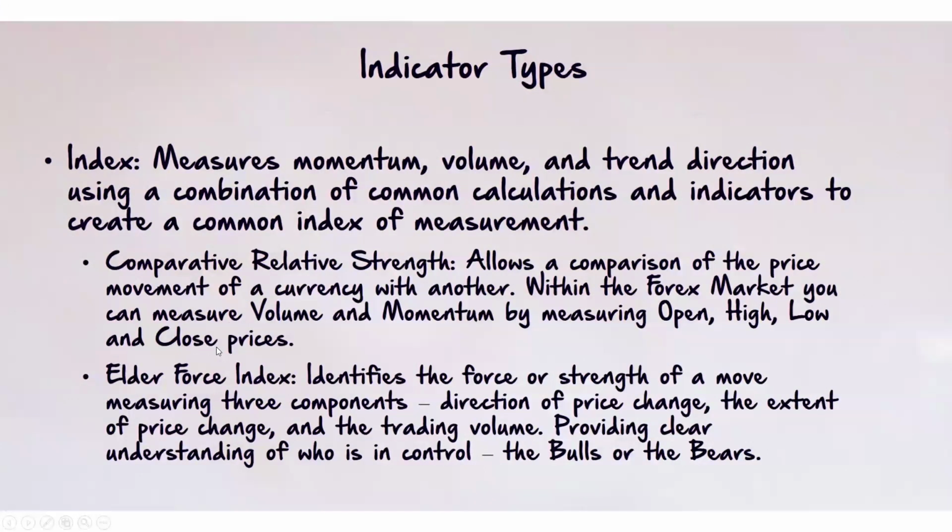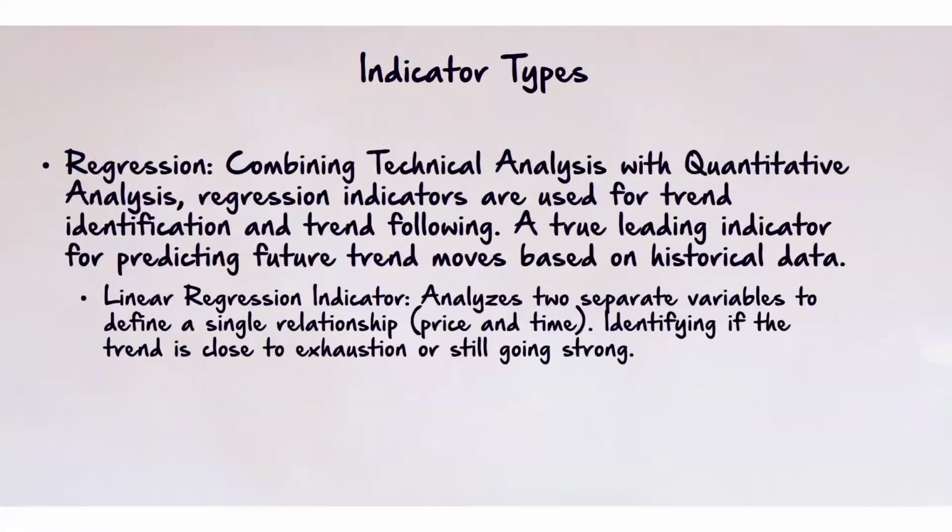Okay, so these are just some of the list of indicators. Then regression is one of the many indicators that combine technical analysis with quantitative analysis. So regression indicators are used for trend. If you see a regression indicator, they come in the form of 2 or 3 parallel lines, most times 2.